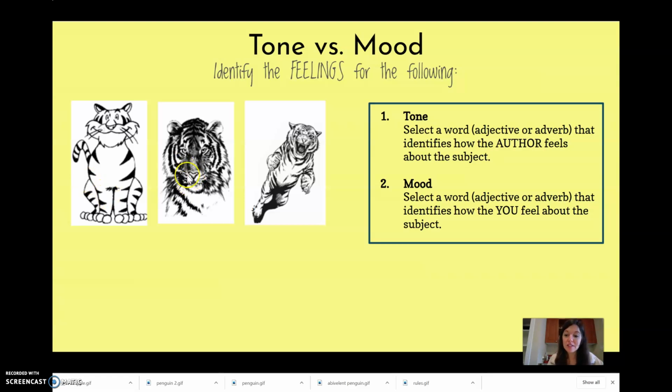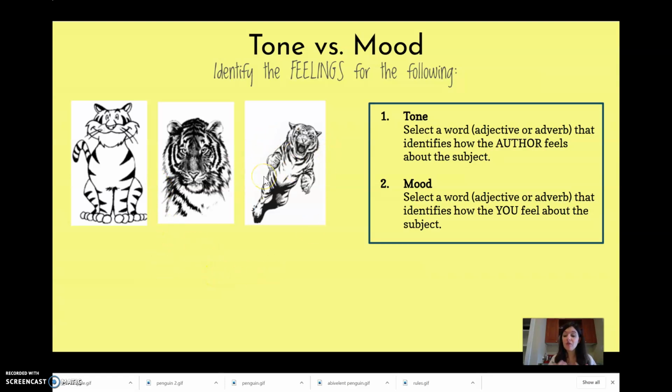However, we have a very different tone here with this tiger. The author clearly feels that tigers are beautiful, majestic, admirable. And because of that, when I look at this tiger, my mood actually kind of matches their tone, where I am admiring and impressed by this tiger. So the tone of the author creates a mood in me.